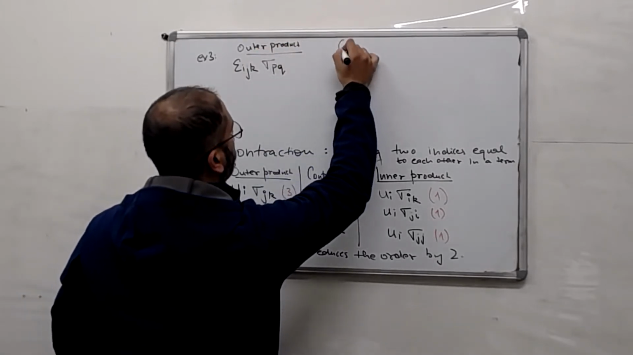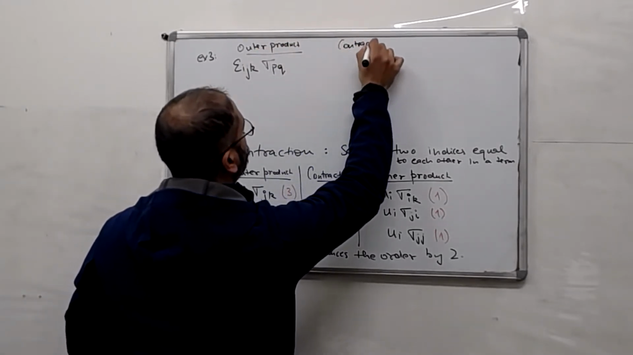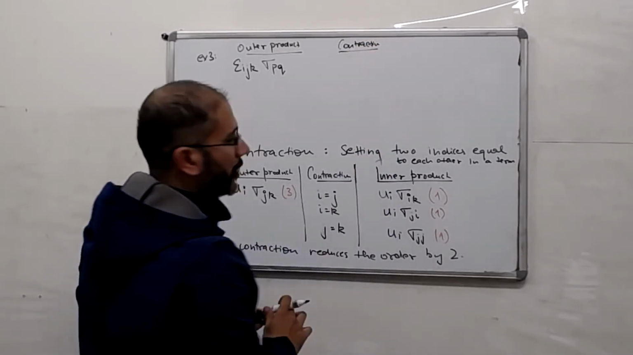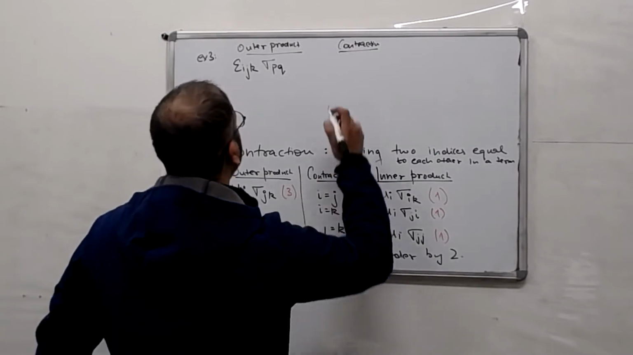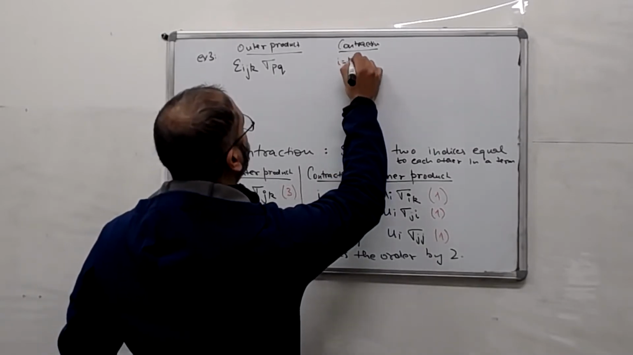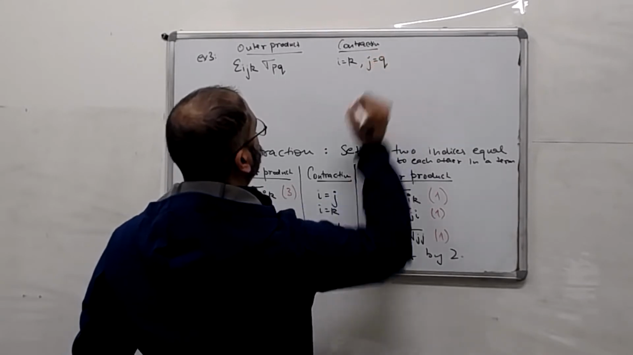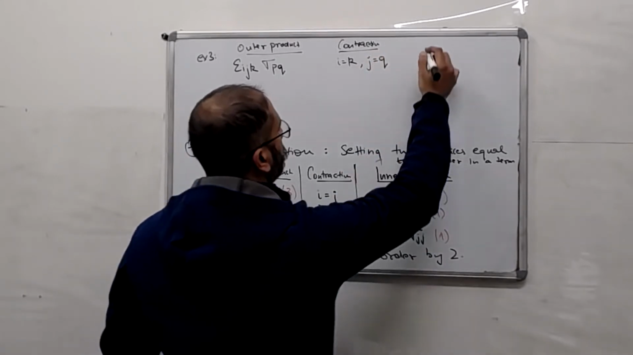So let's apply contraction. Now let's apply two contractions here. Okay, the first one being i equal to k, and the second one being j equal to q. So let us see what we get.